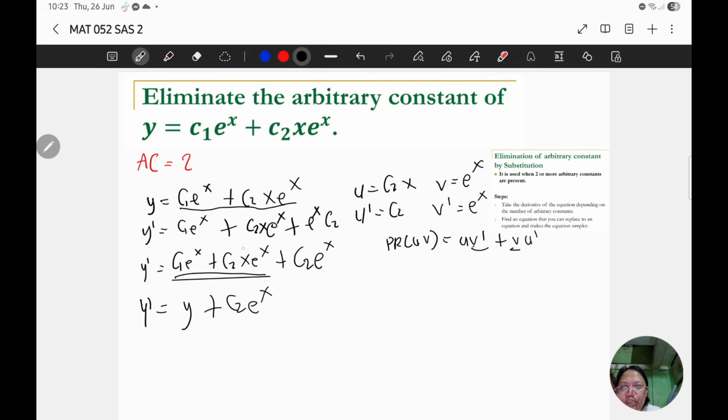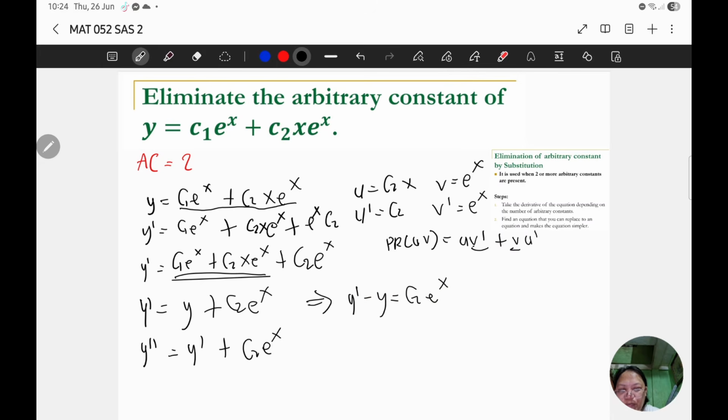Then we continue. Since there are two arbitrary constants, we derive again. So the derivative of y prime is y double prime, the derivative of y is y prime, and the derivative of c sub 2 e to the x is c sub 2 e to the x. So what is repeating again? C sub 2 is repeating. So we need to isolate c sub 2 e to the x on the right side. So y prime, y should be transposed to the left side. So it becomes y prime minus y equals c sub 2 e to the x.